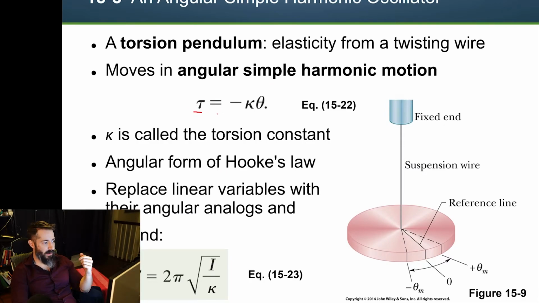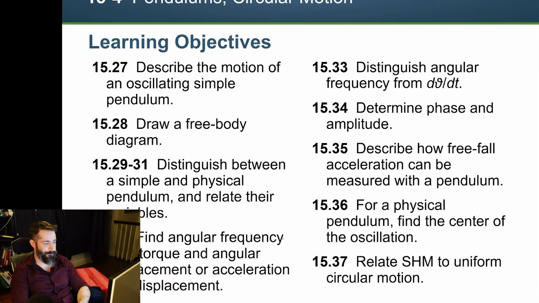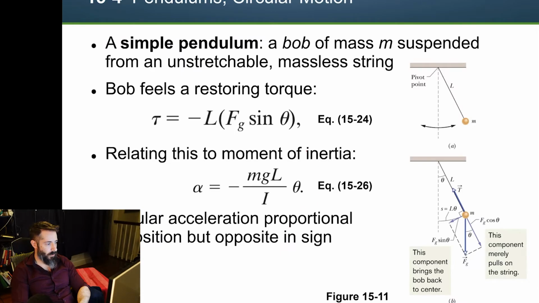So again, you have this piece, and now instead of K being a spring constant, it's now called a torsion constant, which has to do with the wire or the rope or whatever you would use to dangle this from. You can see it's similar to Hooke's law. We have the negative sign, we have a coefficient out in front, and then we have a variable, and so on. And then you get these alternate variables just for the situation. Nothing too crazy.